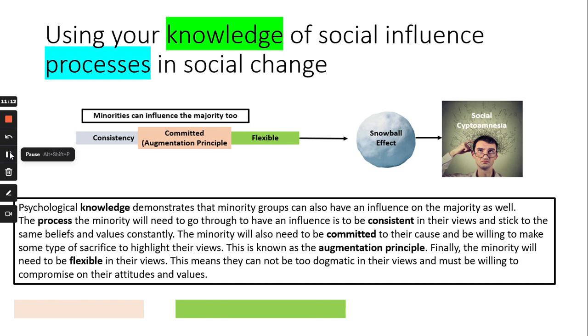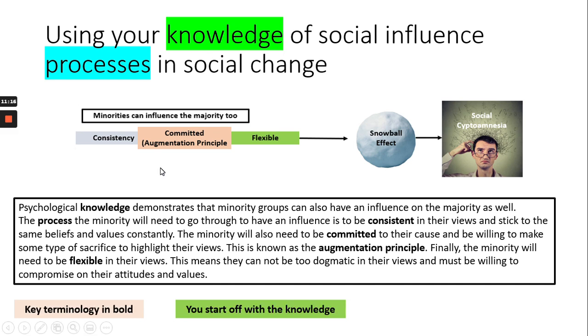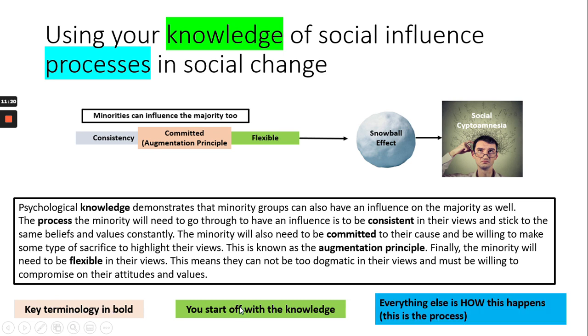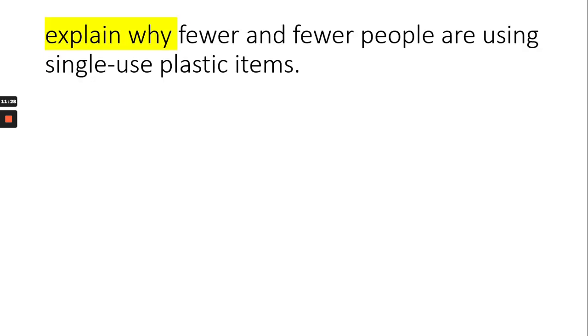Okay, and then looking at the next part. Okay, so as you can see, key terminology in bold. You start off with the knowledge, okay, and everything else is how this happens. So here I've combined knowledge and processes together, what the minority have to do, okay. And the next part, the final part of my answer, is explaining why fewer and fewer people are using single-use plastic items. So now I'm addressing the application bit, yeah, the scenario bit.